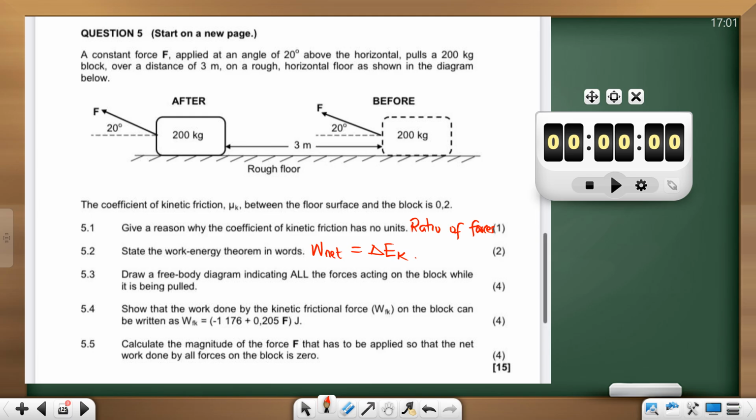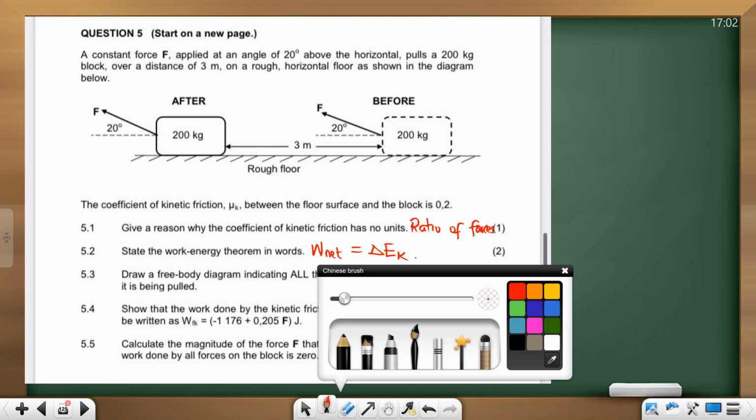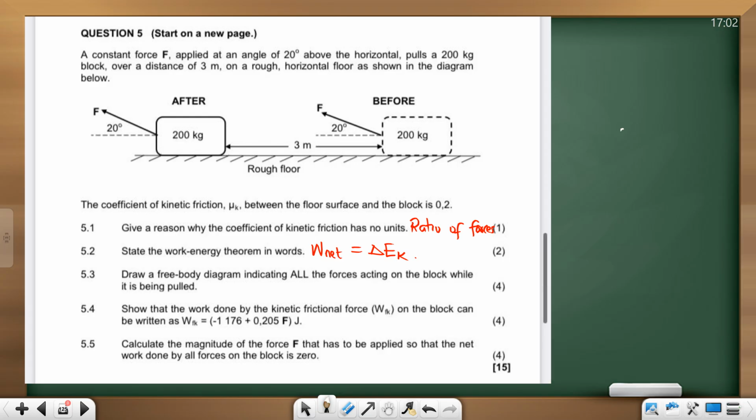So you want me to interpret? All right, a constant force F applied at an angle of 20 degrees above the horizontal pulls a 200 kilogram block over a distance of 3 meters on a rough horizontal surface. So it's pulling. Draw a free body diagram indicating all the forces. What force do you have? Quickly, everybody. Don't just tell me frictional.